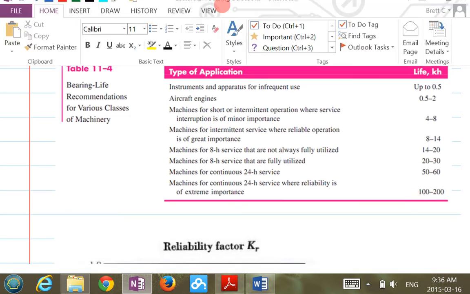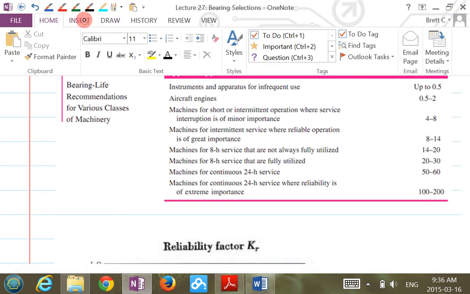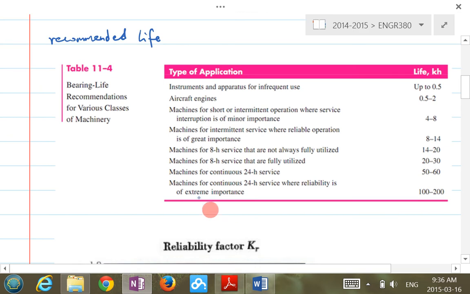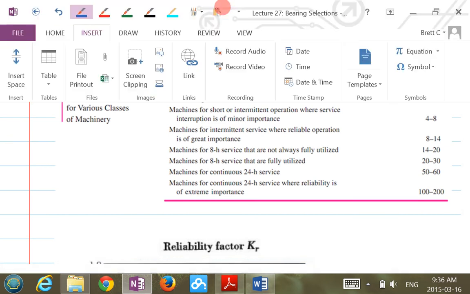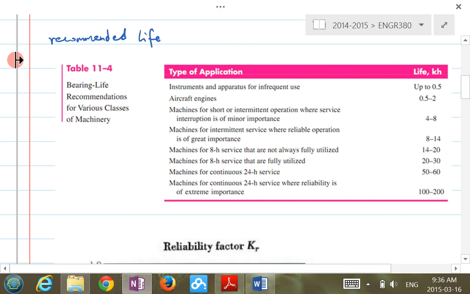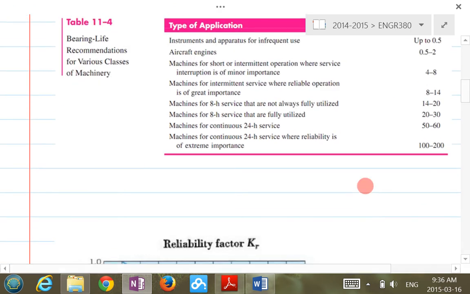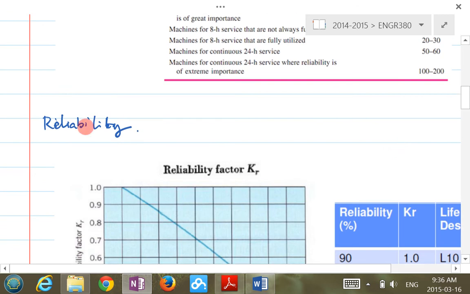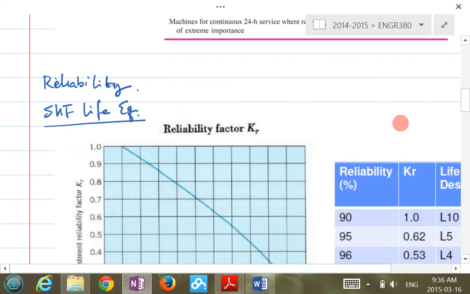Now, regarding what I just said, how do we deal with different reliability? I'm going to recommend this SKF life equation. So the SKF life equation is this.